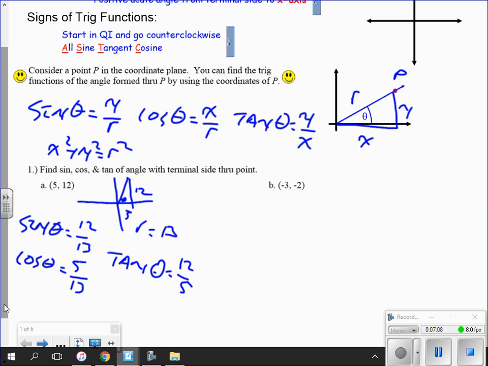Okay. For the next one, do the same thing. Plot the point, draw the angle. That's your first step. So -3, -2, it's somewhere over here. What's my angle measurement? And I'm not looking for the degree or the radians, but what am I talking about for my angle here?